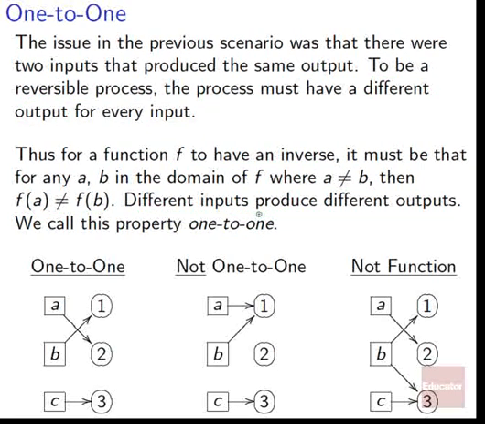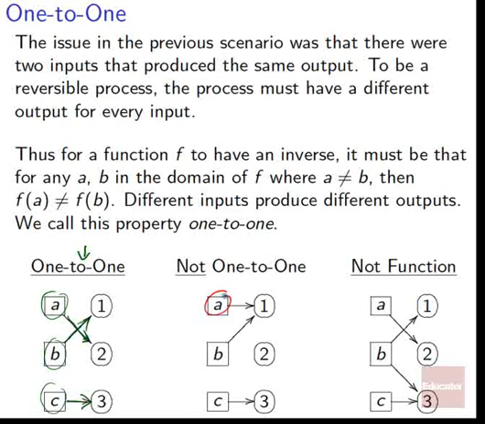Here's some examples so we can see this in a diagram. Here's an example that's one-to-one. A goes to 2, B goes to 1, C goes to 3. They each go to different things. Different inputs each have different places that they wind up going.